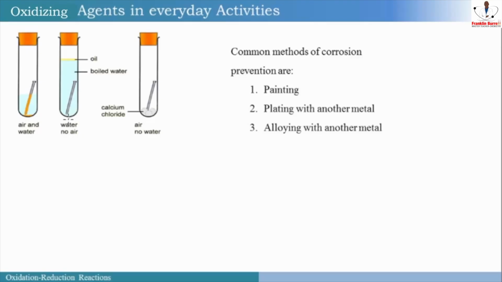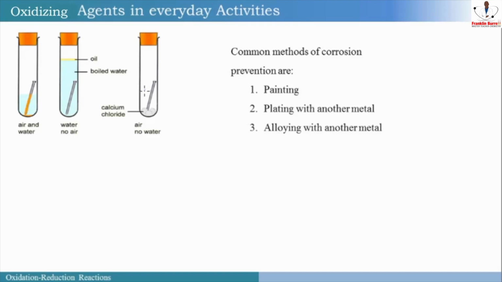In test tube 2, you have your iron, but notice the water was boiled. What's the reason for boiling the water? Well, boiling the water removes dissolved oxygen. So this water is lacking oxygen, and we have oil on top to prevent any air from getting into the water. So in this case, we have one condition missing. We have water, we have our iron, and we have oil, which is preventing air from going in. So there is no oxygen, hence no rusting.